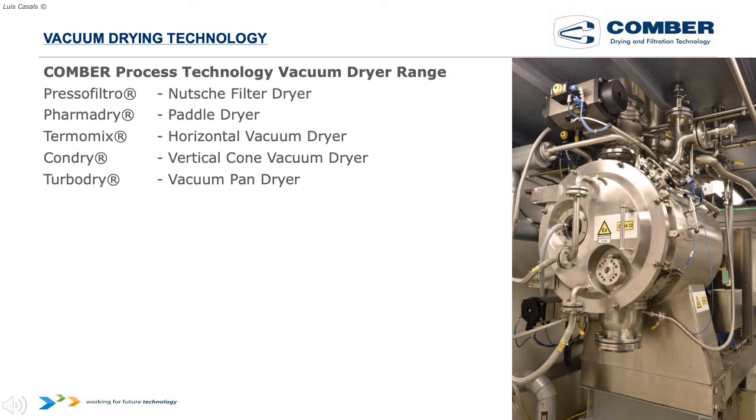These are the most well-known vacuum dryers you can find in the market. We know there are a few further options, but less common. First of all, I would like to introduce the Nutsche filter dryer. The second one is the paddle dryer. The third one is the horizontal vacuum dryer. The fourth one, the vertical cone vacuum dryer. And the fifth, the last one, the vacuum pan dryer. These are all the different vacuum dryers we will be comparing during this webinar.